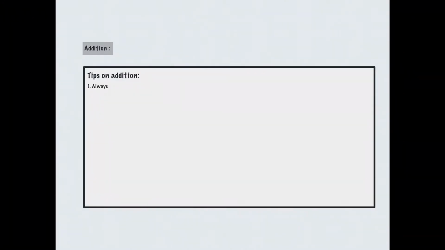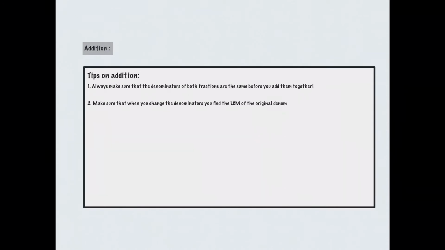Finally, some tips on adding fractions. Always make sure that the denominators of both fractions are the same before adding them together. Make sure that when you change the denominators you find the LCM of the original denominators. And finally, make sure that you do not add your denominators together, only your numerators.